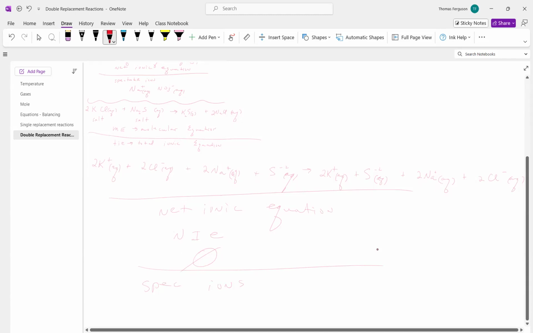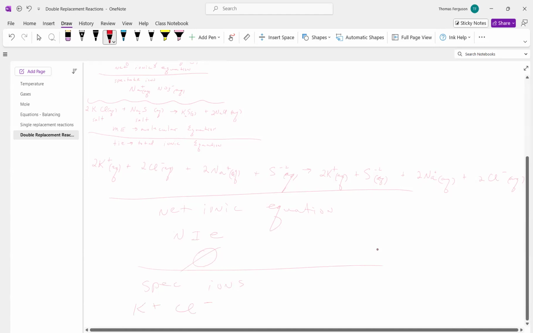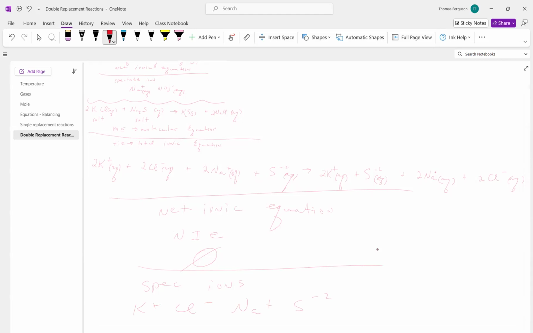Everything's spectator. If no precipitate happens, everything is spectator. So that means it's going to be K, Cl, sodium, and sulfide. Those are the spectator ions. So if nothing happens, everything is spectator. That means the solvating force is very strong. It overcame the crystal lattice force.